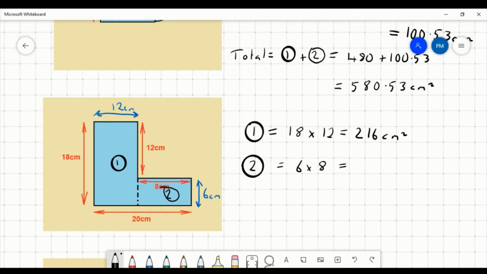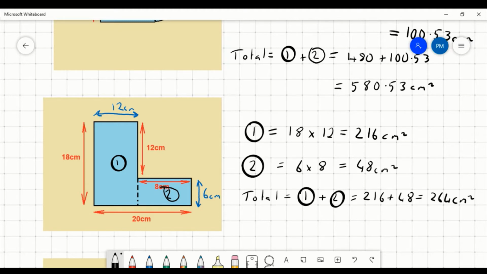Which is going to give us 48. So our total is going to be area 1, which we'll just call 1 like this, plus area 2, which is equal to 216 plus 48, which is equal to 264. And again, centimeters squared there.